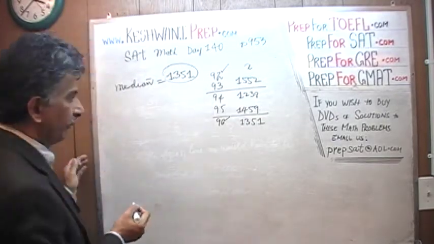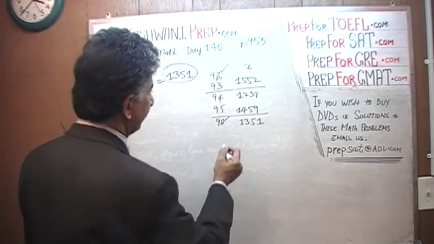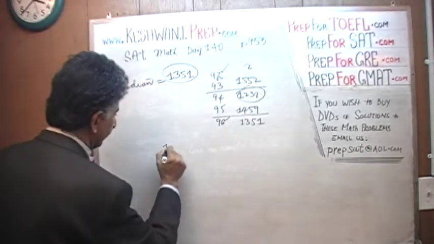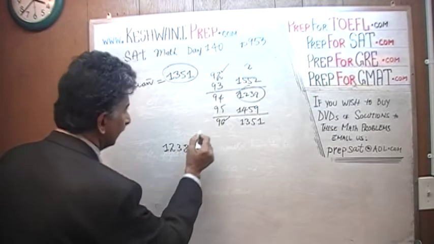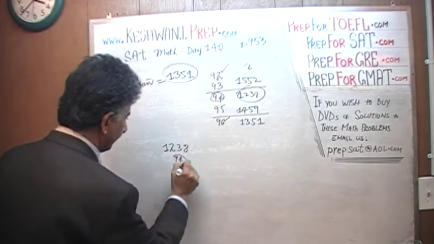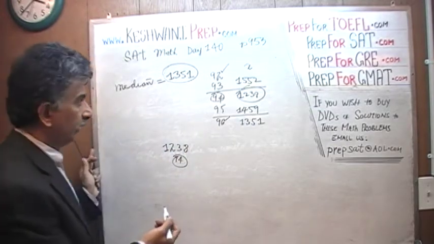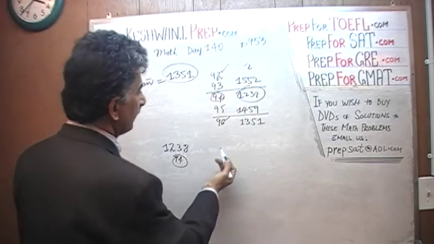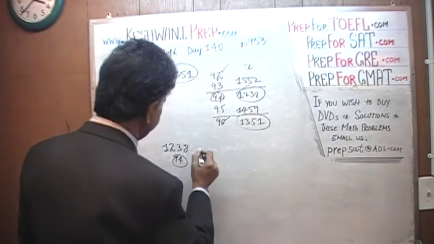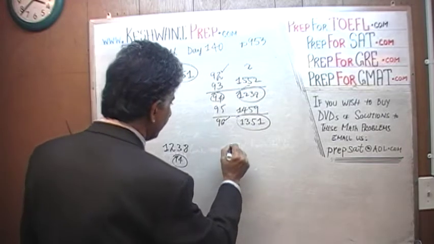Let's see what happens. The smallest one that I see here is 1238. So 1238 is going to go here, which is 1994. Not that it matters. The years don't matter. We are interested in numbers. Then we have 1351, but 1351 we are told is the median.